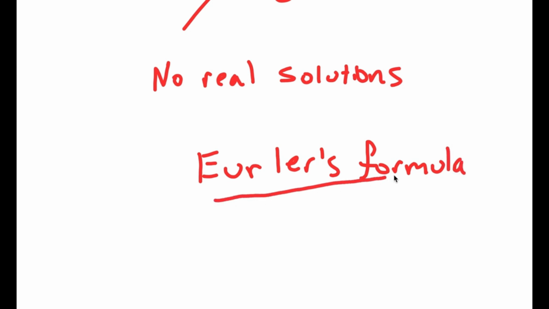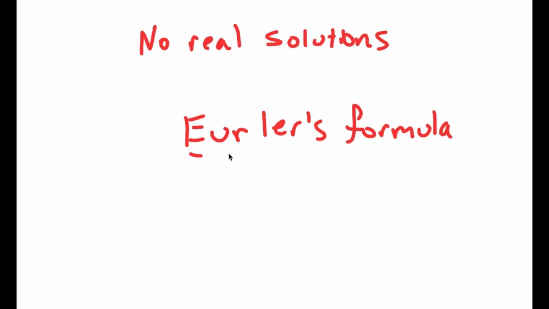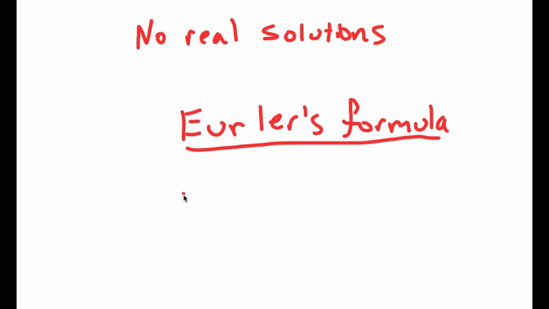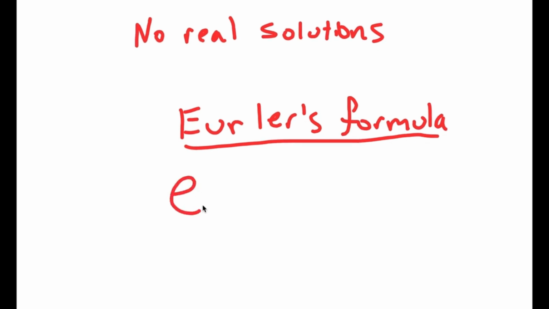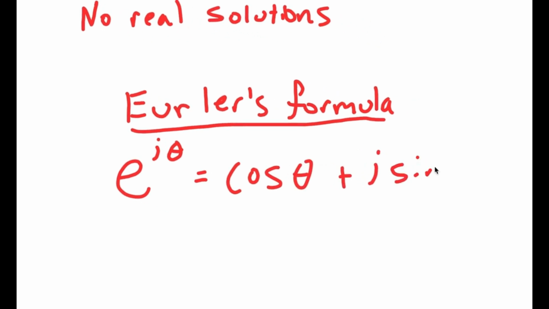And if you guys don't know what this is, it states that if I have something in the form e to the power of I times theta, this is equal to cos of theta plus I times sine of theta. And I know this may seem a little complicated right now, but just bear with me.